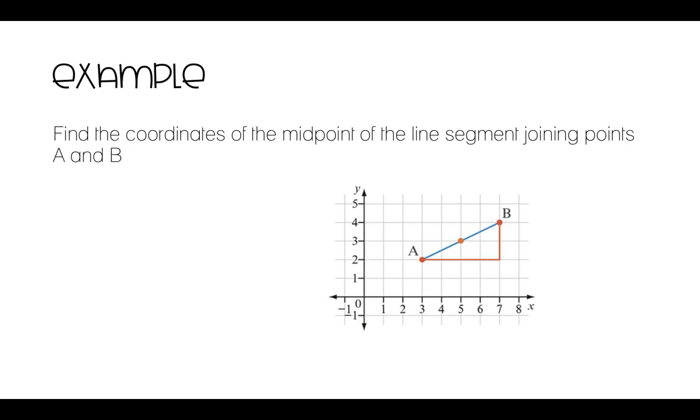Find the coordinates of the midpoint of the line segment joining points A and B. I want you to pause it. The first thing you're going to do is work out the coordinates of A and B, and then decide which set of coordinates are your first set and which ones are your second set. So pause it, see if you can solve this, and then come back.